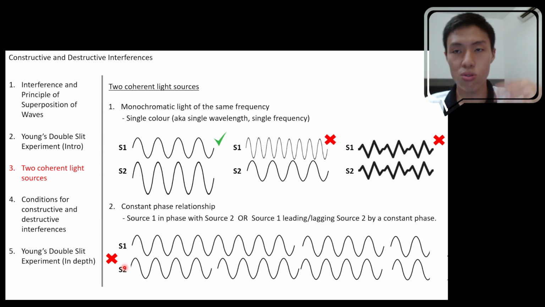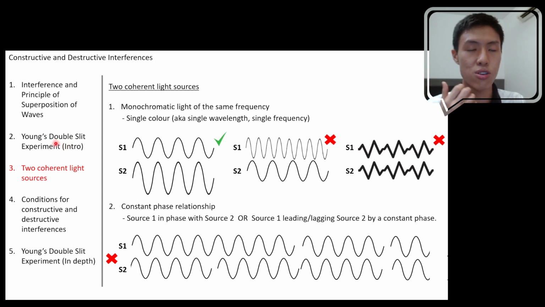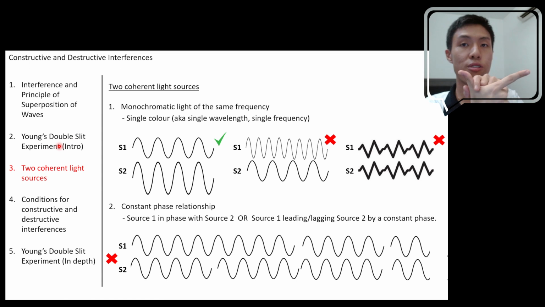Okay, so now to summarize, in order to have a stable Young's double slit experiment pattern, you need to achieve two requirements. One is you have to have two coherent light sources. Another one, you have to have the same amplitude of light emerging from the two light sources.